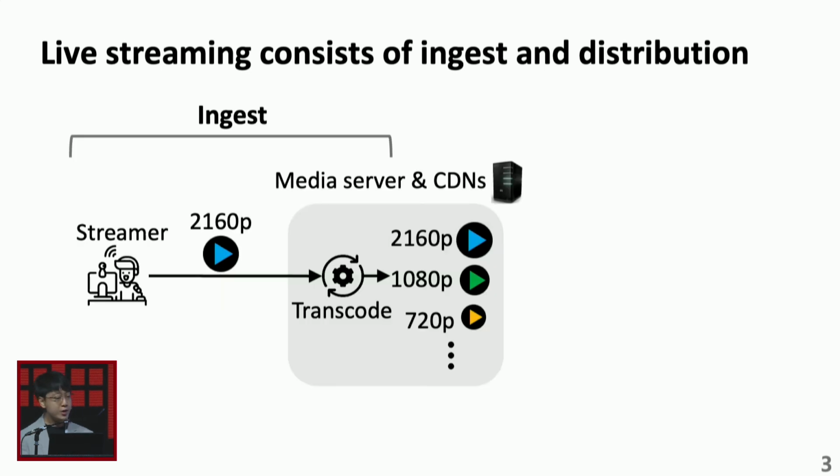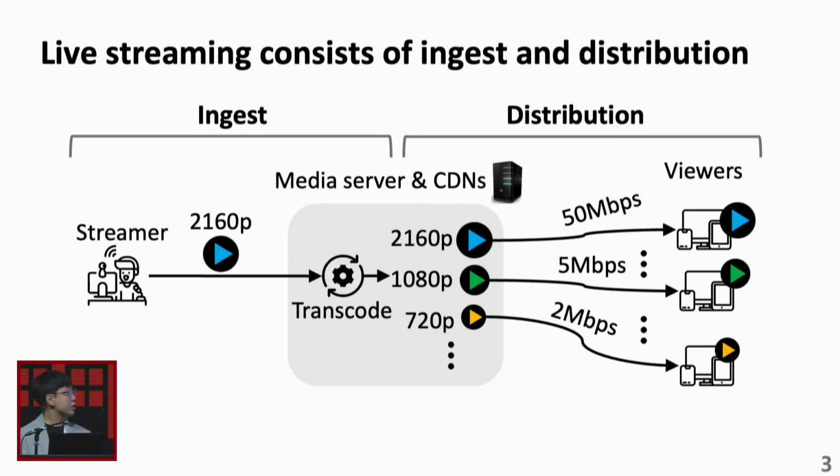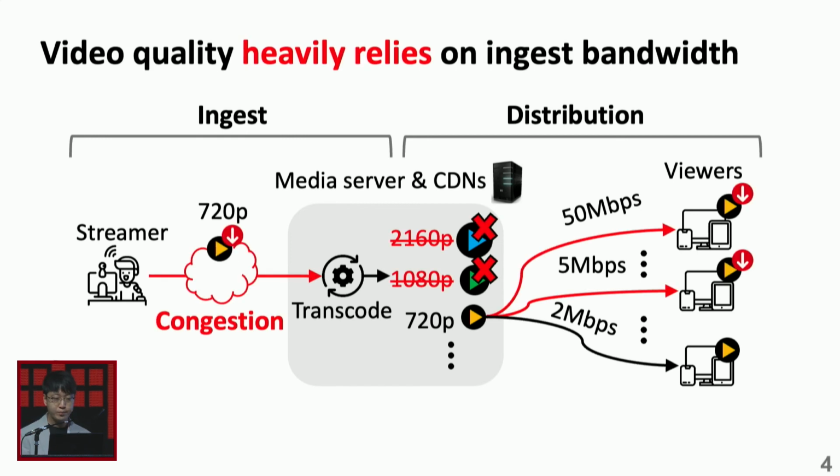First, at the ingest side, the streamer uploads a high-quality video to the media server. The media server then transcodes the video into multiple different qualities. Second, at the distribution side, the transcoded videos are cached at the content distribution networks. Viewers then use an adaptive bitrate algorithm to select the best quality video that can be streamed in real time.